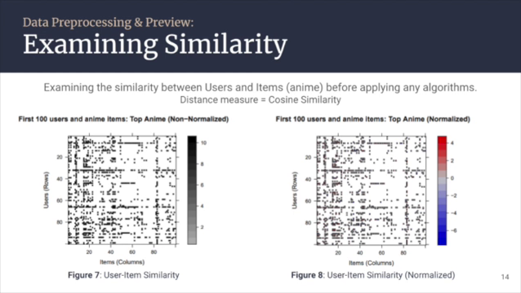Next, we can start examining the similarities between the users and the items. Here, we use the distance measurement of cosine similarity to find the distance between each of the items and the users. And then we graph them on a non-normalized and a normalized graph.